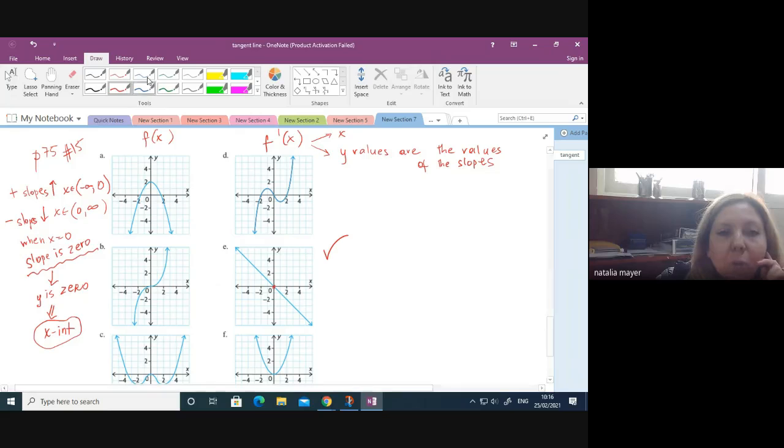So we're working with B now. Okay, so same idea now. Let's analyze the slopes and when are they negative, positive, and when are they 0, okay? So, Mohammed, all the way until 0, are the slopes positive or negative?